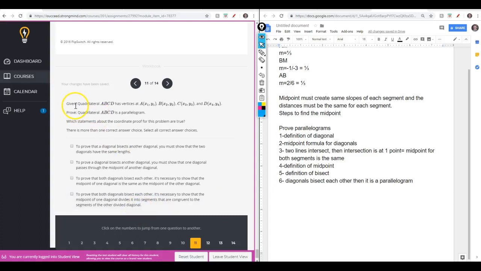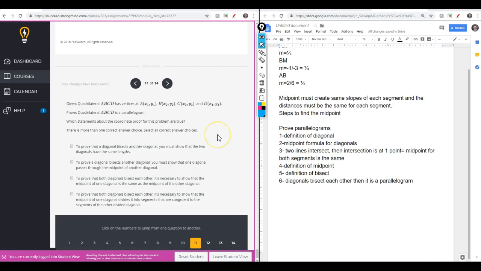Okay, question 11. Given quadrilateral ABCD has vertices at A (x1, y1), B (x sub 2, y sub 2), C (x sub 3, y sub 3), and D (x sub 4, y sub 4), prove that quadrilateral ABCD is a parallelogram. Which statements about the coordinate proof for this problem are true? There is more than one correct answer choice. Select all correct answer choices.